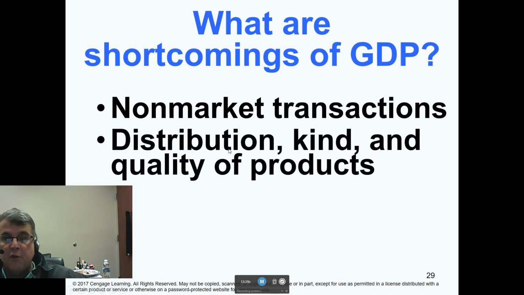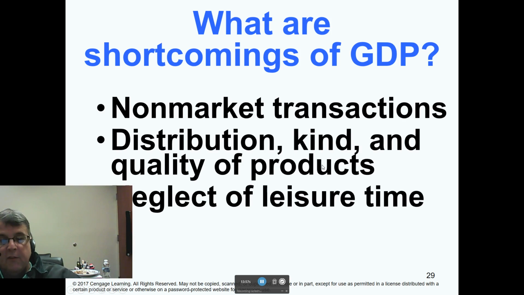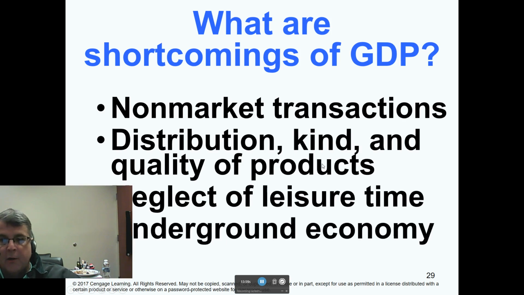The distribution, kind, and quality of products. Let's say the government spends $1 billion a year to pay someone to follow you to make sure you're not committing some nonviolent crime like using drugs, and you're not. Even though that $1 billion wasn't really productive, it still counts toward GDP because it was paid for by the government. That would be the kind and quality of products. Okay. Neglect of leisure time and underground economy doesn't get accounted towards GDP.